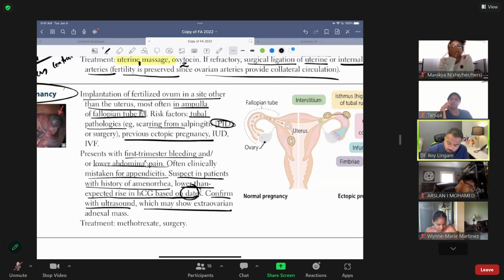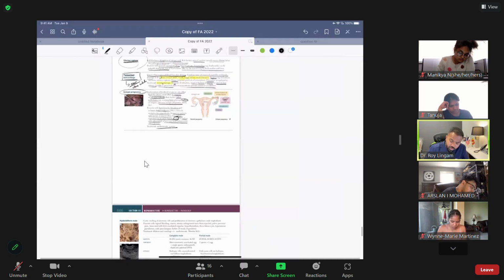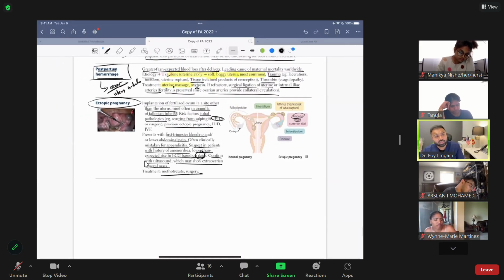Ultrasound may show extrauterine findings. So we have to remove it surgically and then give methotrexate as a treatment. So that's the treatment for ectopic pregnancy. Is everybody clear, folks? All right.